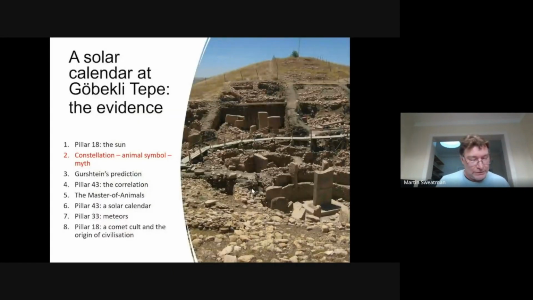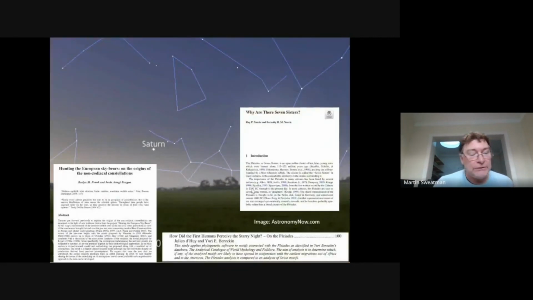Okay, so let's move on. We now know, or we've established, that ancient hunter-gatherers were very likely interested in astronomy, and many of them likely kept track of the solstices and the equinoxes. So let's consider the deep time connections between constellations, animal symbols, and myth. There are now several papers, like this small selection here, that make the case for a deep time connection between constellations, animal symbols, and myth.